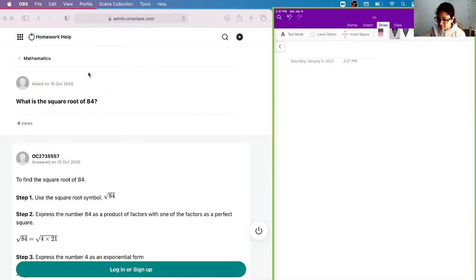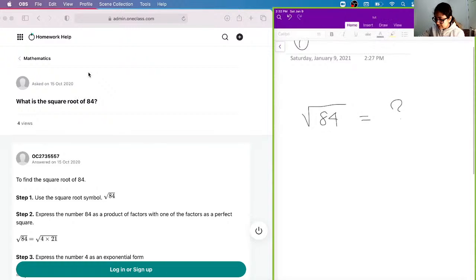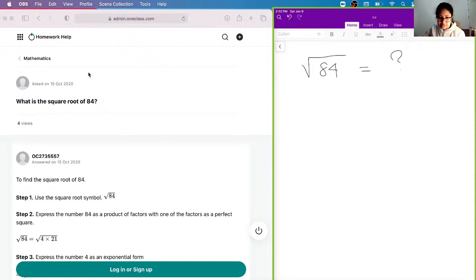The first question for today says, what is the square root of 84? So we're trying to find out what the square root of 84 is equal to. The simplest way to do this is to express the number 84 as a product with one of the factors as a perfect square.